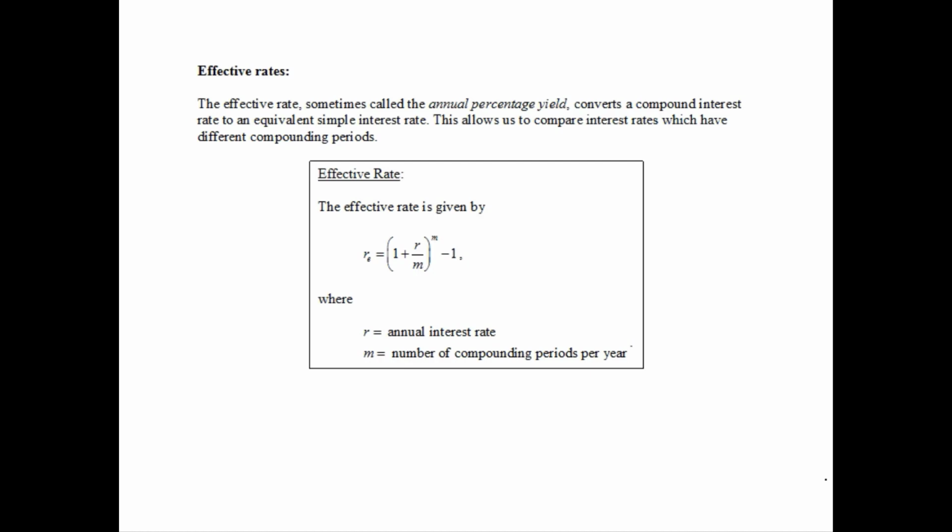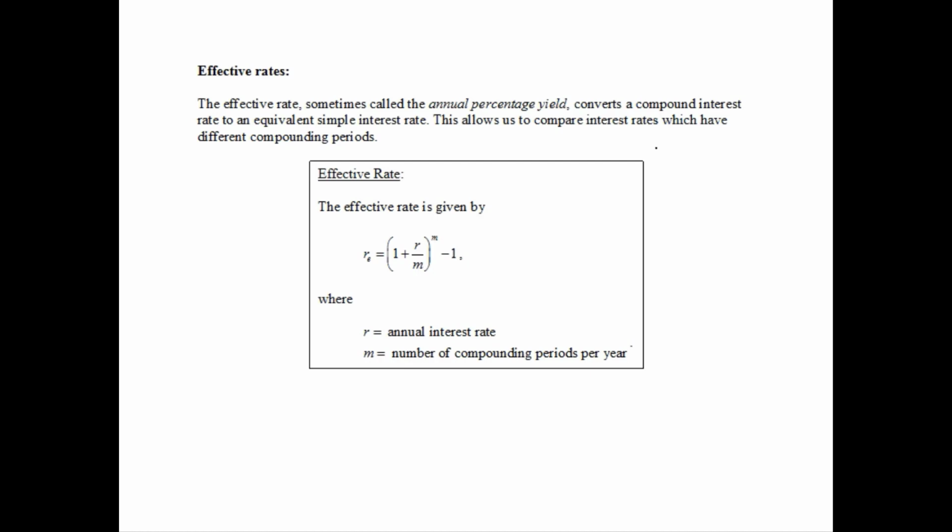Let's learn about effective rates. The effective rate is sometimes called the annual percentage yield or the true interest rate. What it is, is the equivalent simple interest rate that the money would have earned using that particular compound interest rate and that particular number of compounding periods.